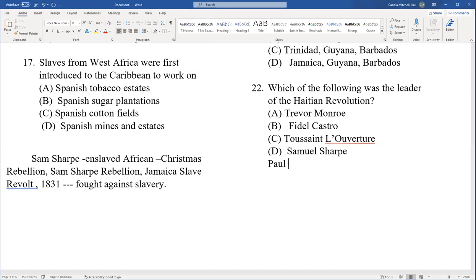Paul Bogle, he would have been part of what we call the Morant Bay Rebellion. And this took place in 1865 after slavery ended. All right, ladies, it is after slavery ended. Now, after slavery ended, we have two movements that started. What was the first thing? It starts with F.